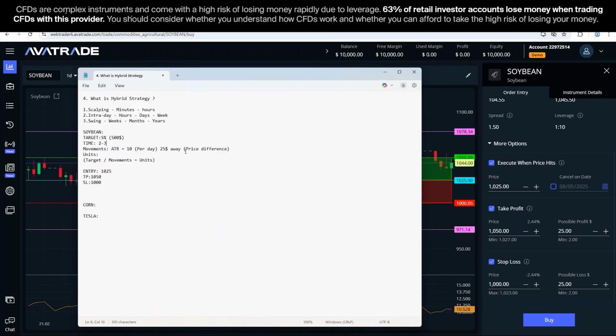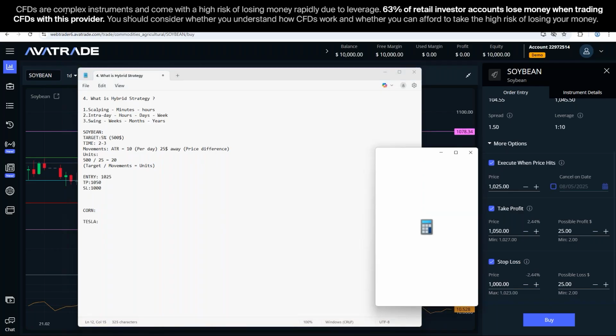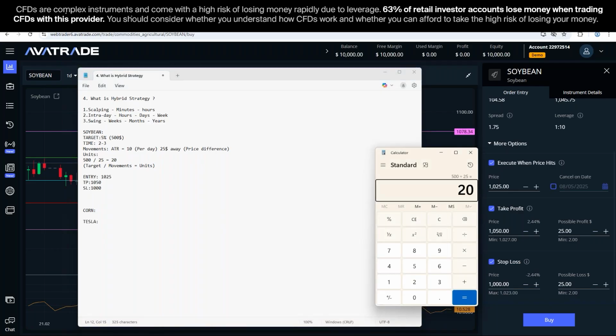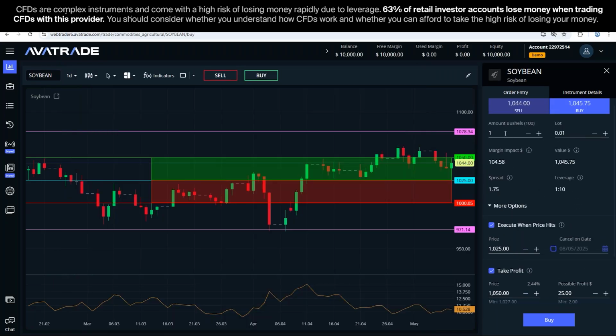So in this case, we are looking at $25 away. We're hoping to make 500. Therefore, we can divide the target by the movements as displayed in here. So let's try that together and go 500 divided by 25 equals, we're going to do it with a calculator here. Okay, and it's 20. So let's put it to the test. Click here on 1, change to 20.